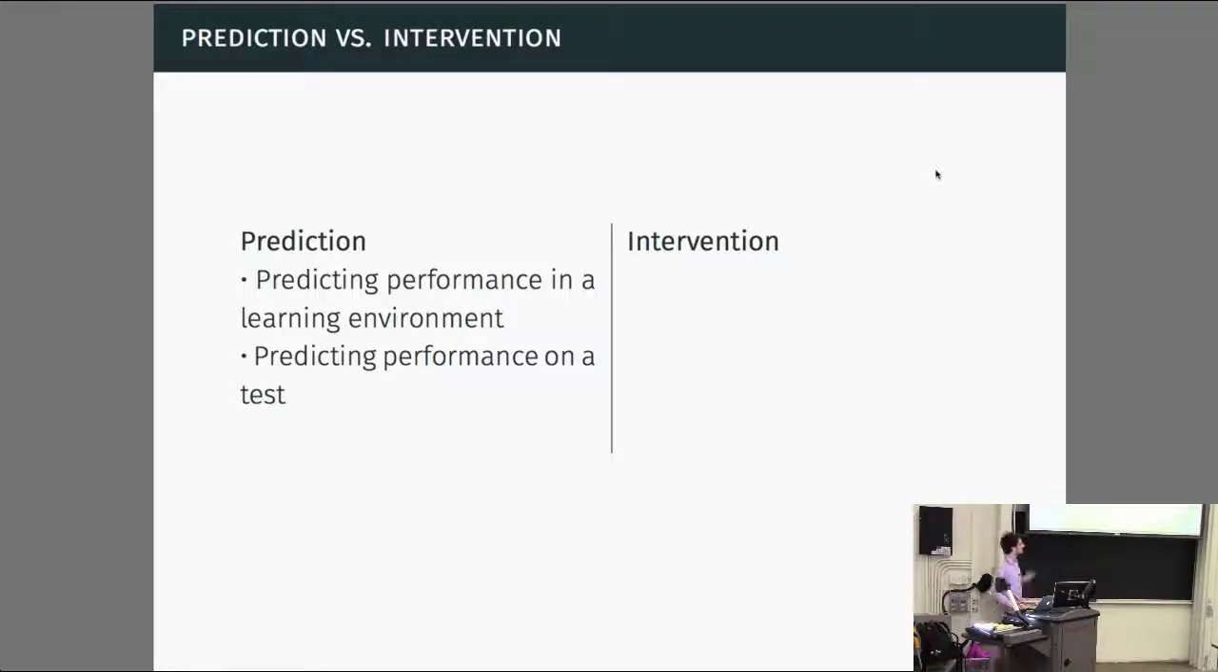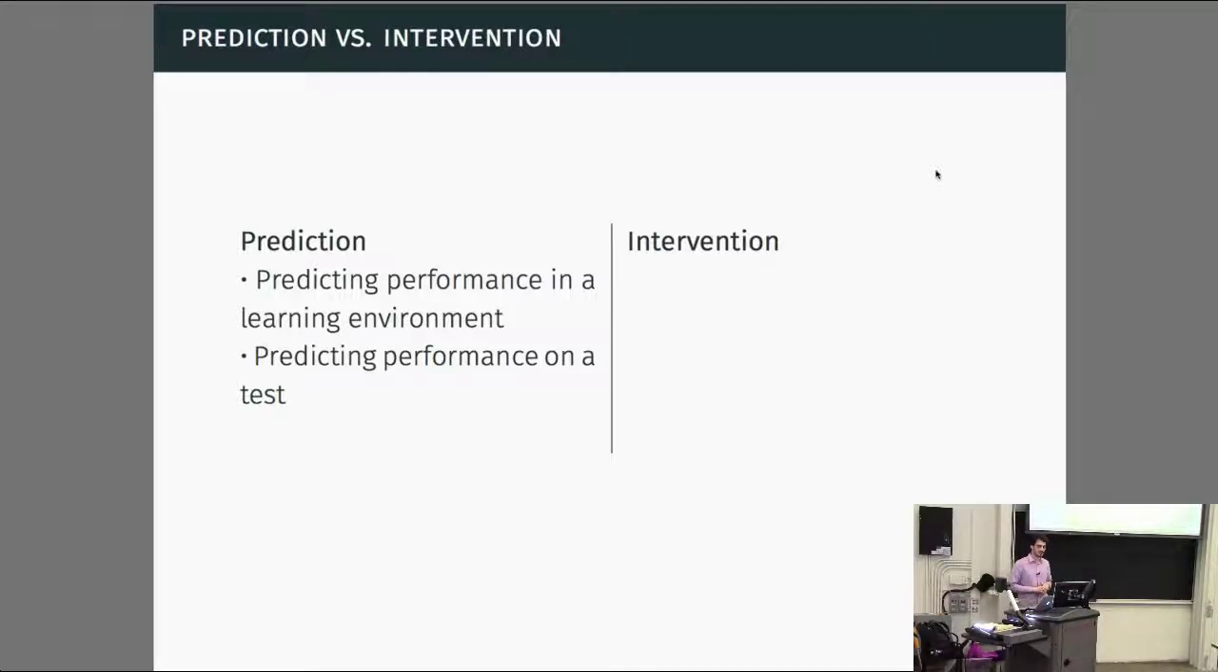So just to sort of look back at what we've talked about before, we've been mostly focusing on applications that have to do with predicting things. So in particular, we looked at two main applications. One was predicting performance in a learning environment. So as students are learning, can we predict how much they're learning or how well they will perform on a given task to them? And that was used to model learning, basically.